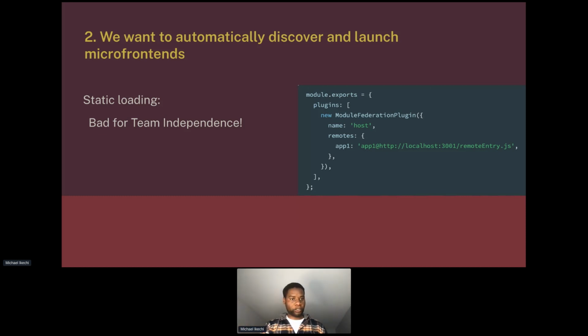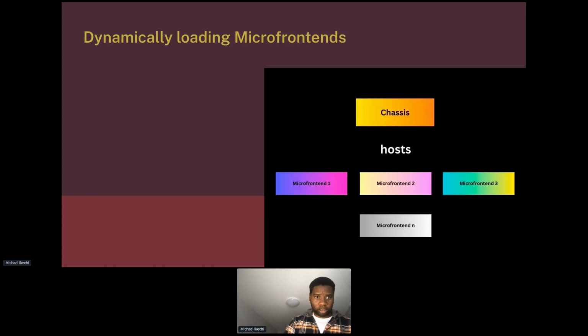Now our next ideal is we want to be able to automatically discover and launch micro frontends. Remember when I showed you this static way of loading micro frontends, and I said that this is not ideal, because we want the discovery and launching of micro frontends to be as dynamic as possible. So now let's talk about dynamically loaded micro frontends, right? You have the chassis in this app at the top of the hierarchy, and then you have the different micro frontends. The chassis will find these micro frontends, host them, and load as many of them as we want in the system. So what we want is an abstraction that makes this possible.